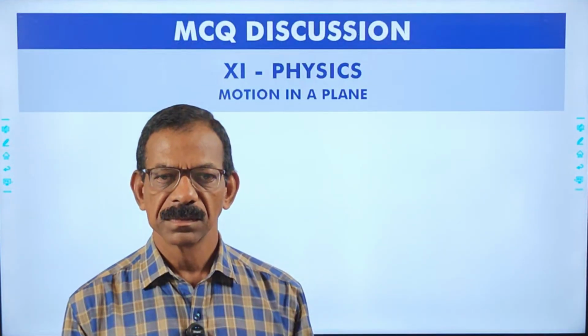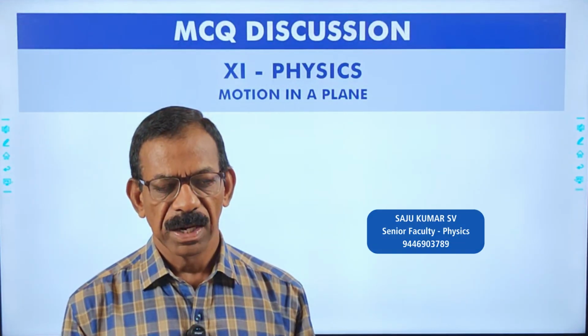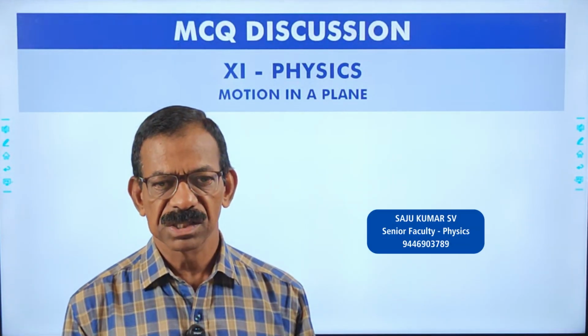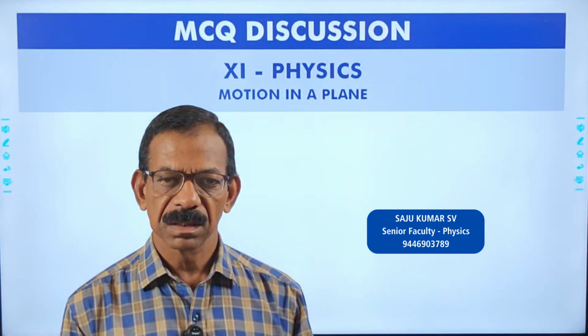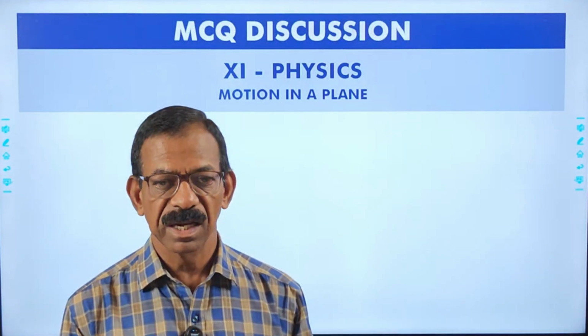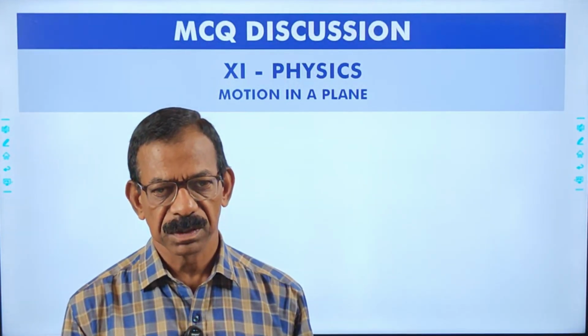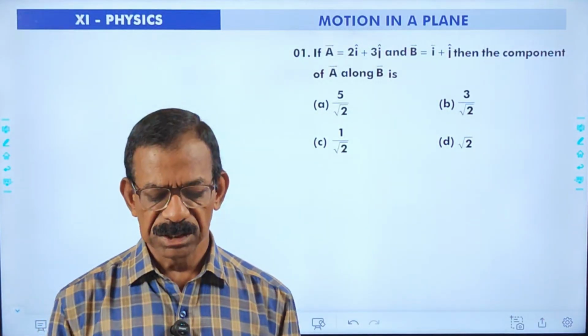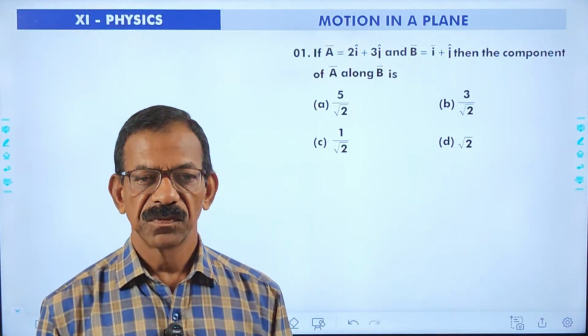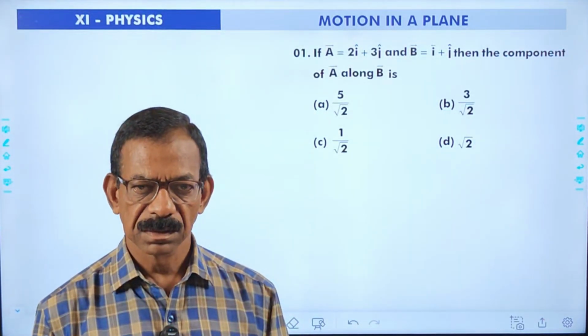Hello everybody. Today we have to discuss 25 questions related to the chapter Motion in a Plane, the third chapter in the class 11 textbook. We will start with the first question. The first question is related to vectors.